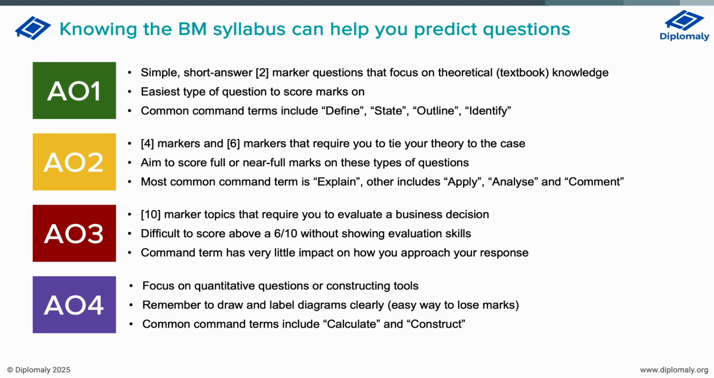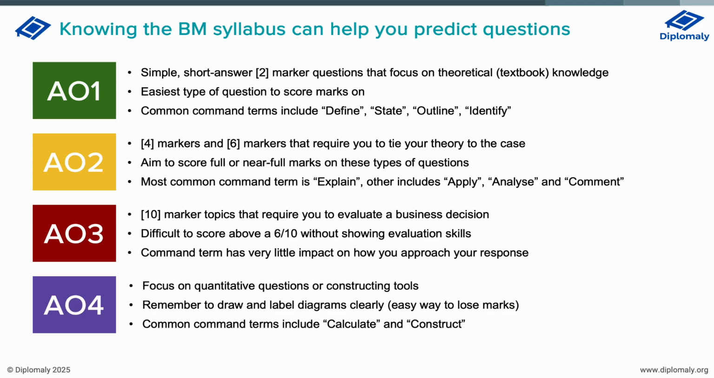The first is AO1. This is the lowest level among the AOs, and the content tested at the AO1 level is always going to be focused on simple, short answer questions that focus on theory. In other words, you generally won't be asked to apply to the case, and a simple answer rooted in BM theory will suffice to earn full marks. AO1 questions often have the command terms define, state, outline, describe, and identify, and you never need to write more than 2 to 3 sentences for these types of questions.